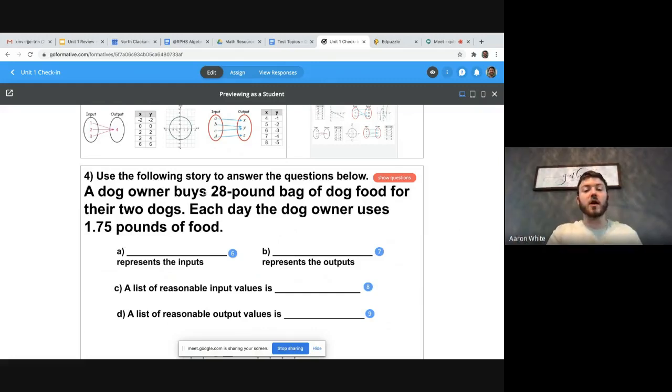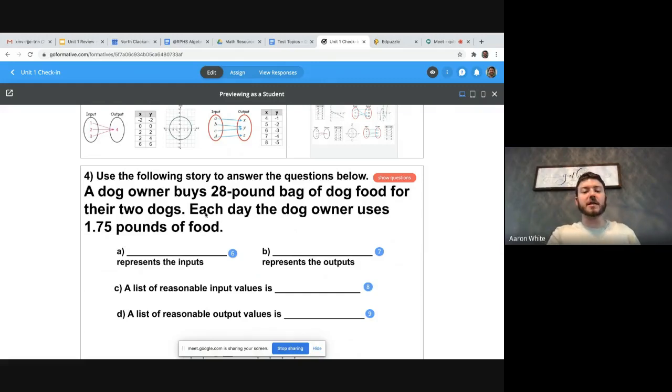And so we start out with 28, and we're going to be using 1.75 pounds of food every day. So what represents the inputs? What represents the outputs? Some people told me that the inputs were the 1.75 pounds of dog food. And that isn't the inputs.